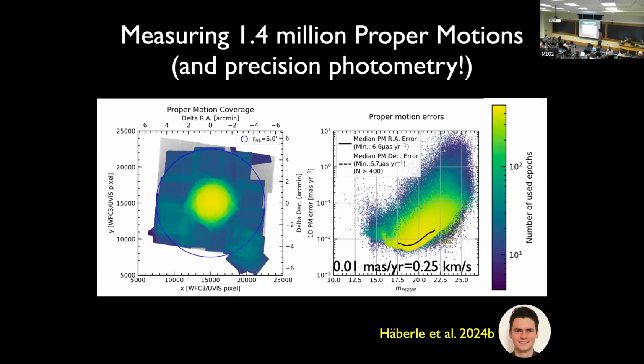We have proper motion measurements. Max Haeberle, who's now an ESO fellow, derived 1.4 million proper motions for the stars within the effective radius of Omega Cen. The accuracy of the velocities for brighter stars is less than 1 kilometer per second, and so the velocity dispersion is about a factor of 10 higher than our errors. So we're really well resolving the individual motions of stars within this cluster. And the number of epochs at the center is about 500 separate observations of each star.